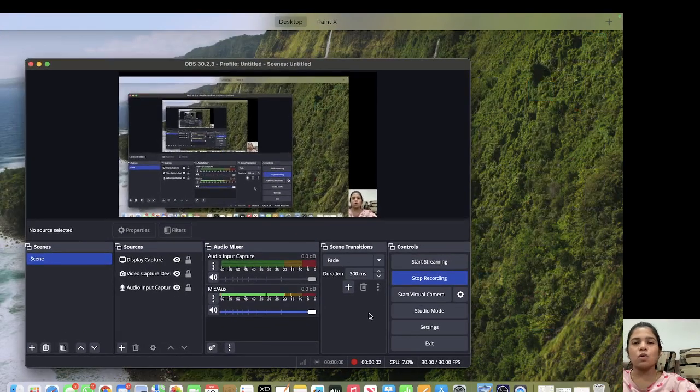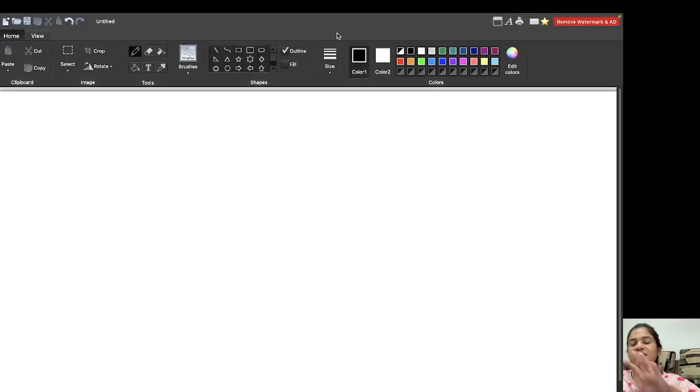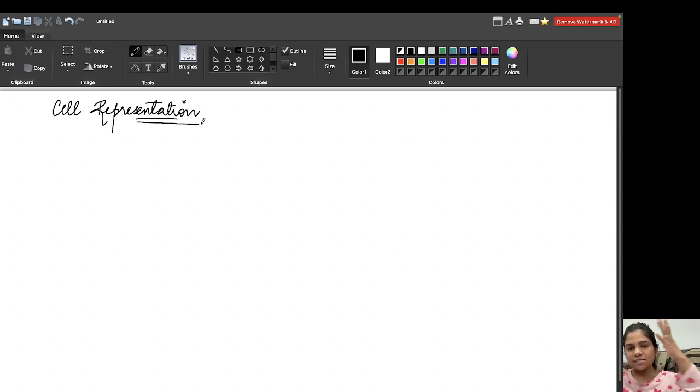Hi students, so I hope all the electrolytic cell topic is clear to you. The last topic which we need to cover here is cell representation. How do you represent a cell? Just remember the basic logic. How does the cell look like? You have to represent the cell in that manner.